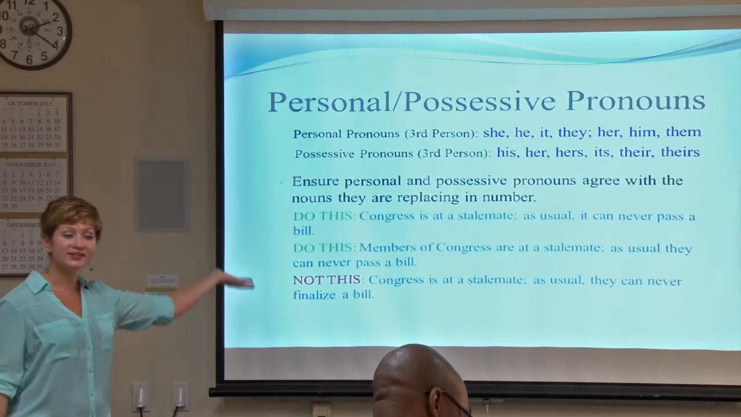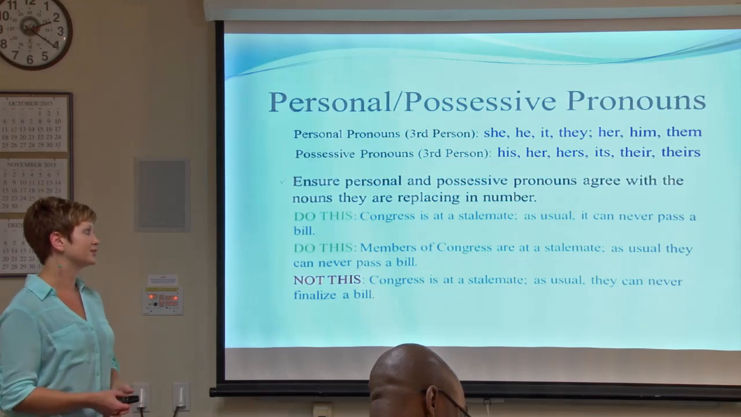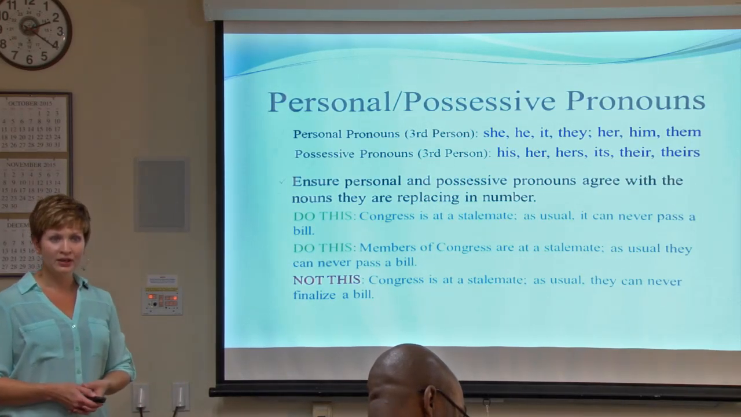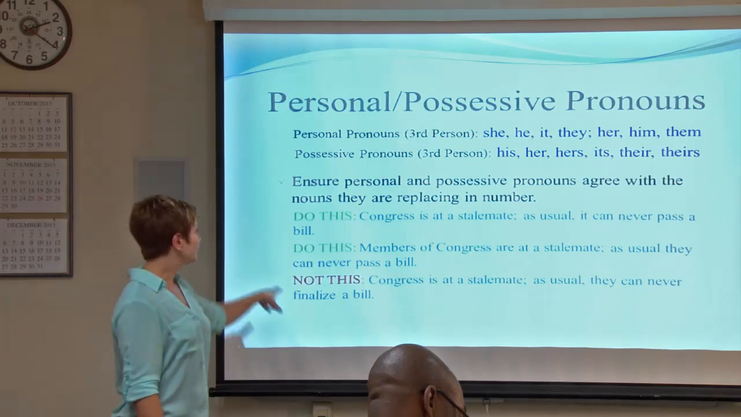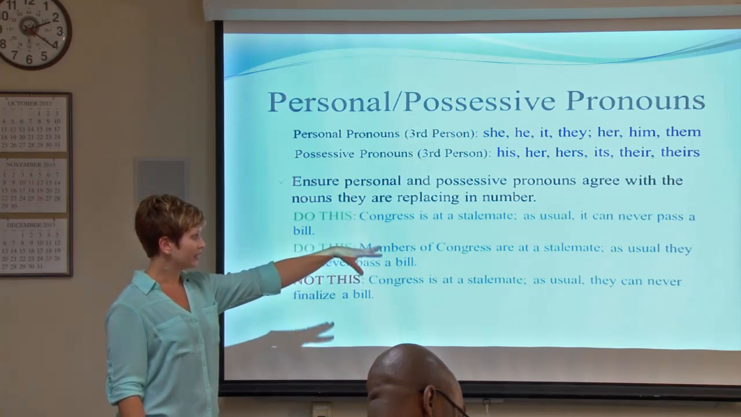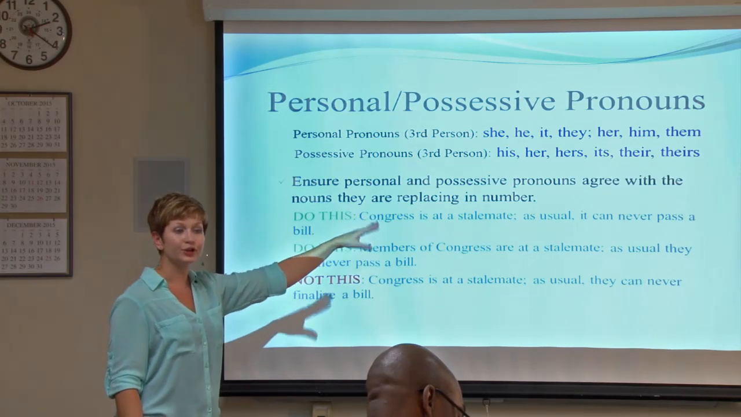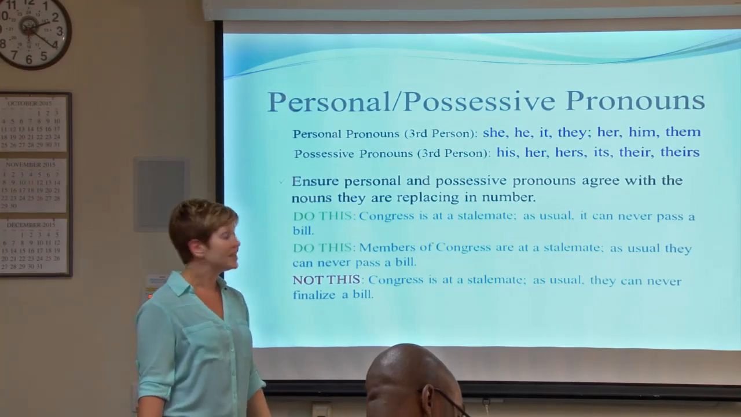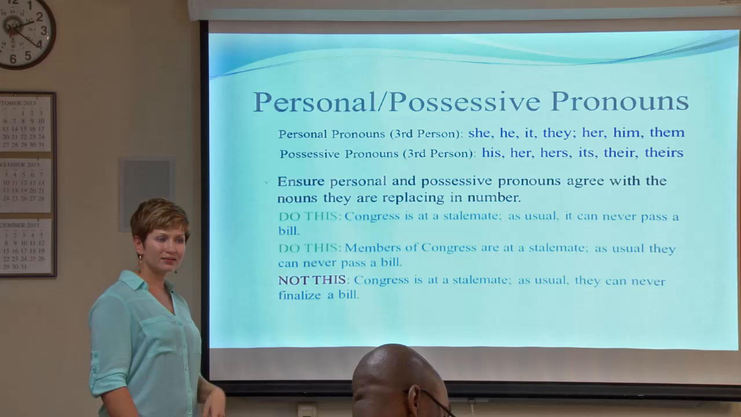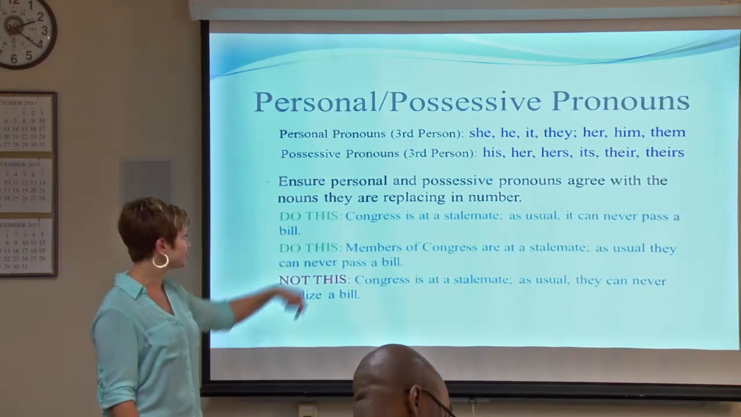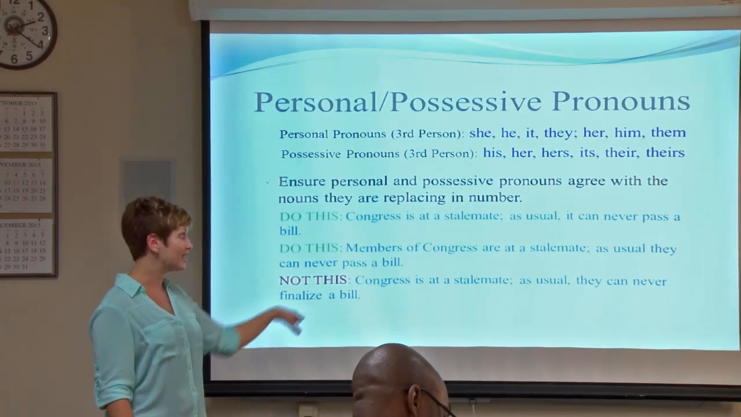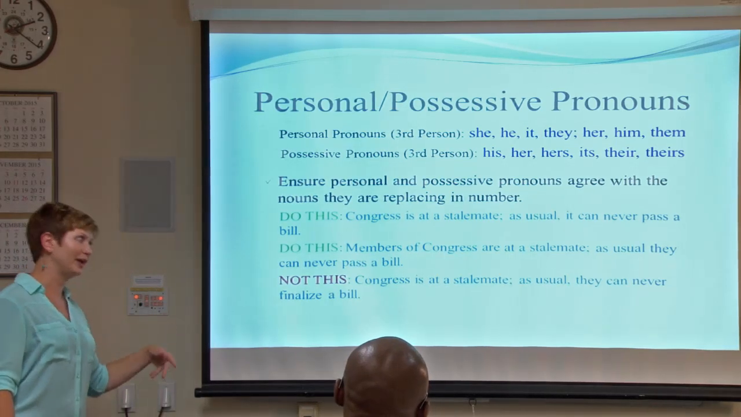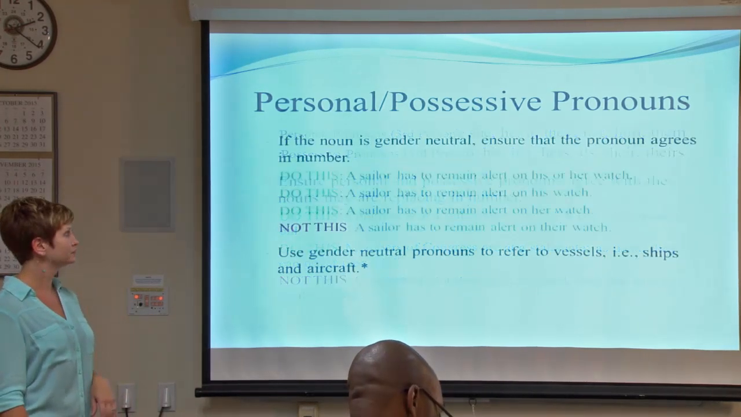You could actually change the subject and say members of Congress are at a stalemate. As usual, they can never pass a bill. So make sure that your pronoun, in this case it was they or it, agrees with the subject. And you can change it however you want. If you don't like how the first sentence sounds, you can just simply change your subject to members of Congress and make it a they. But don't say Congress is at a stalemate. As usual, they can never finalize a bill.